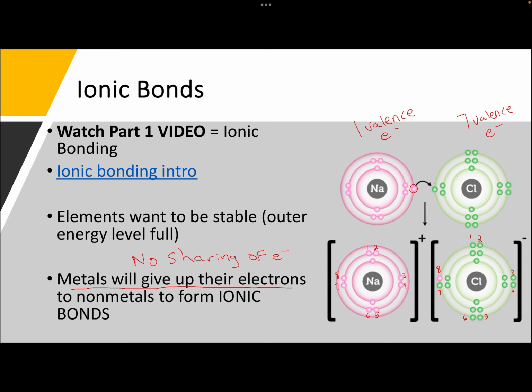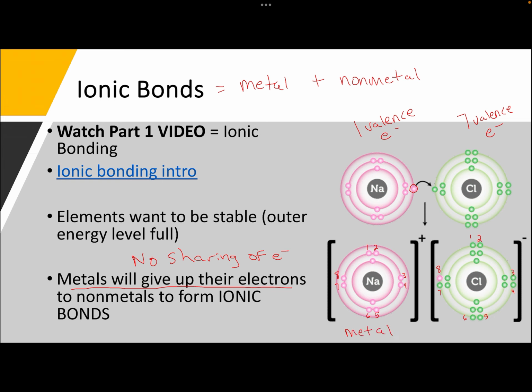By giving up that electron, sodium now has 8 electrons in its outer energy level, so sodium is now considered stable as well. With covalent bonds, we saw that the electrons had to be shared in order to be full. In ionic bonds, they're given up. And in ionic bonds, we generally see a metal and a nonmetal. I'll say generally, there are a few exceptions out there, but you and I won't deal with any of those exceptions.